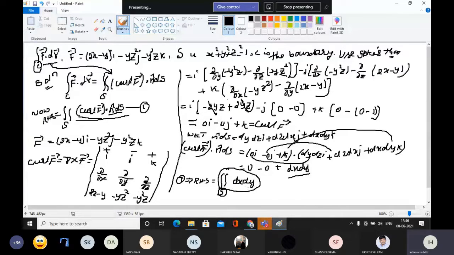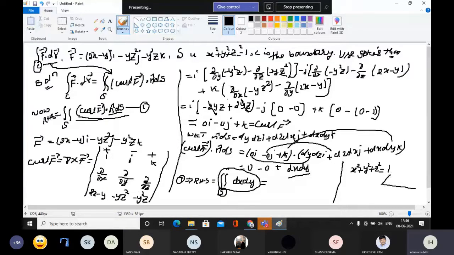It looks like the area of the given region. First we have to see what the given region is. What is the region given? Sphere, right? The given curve is what? Upper half of the sphere.